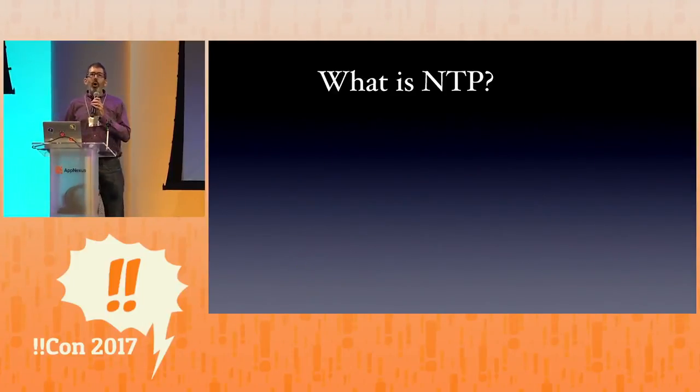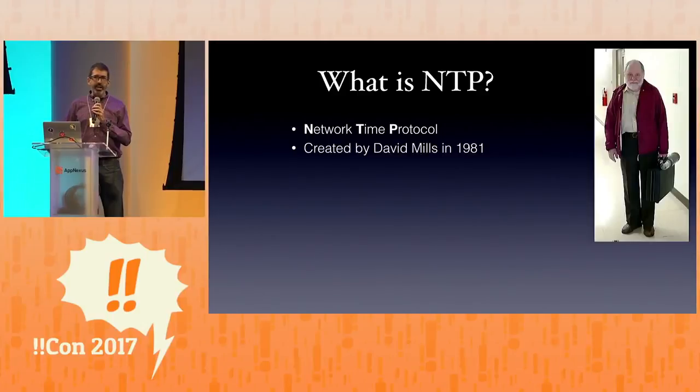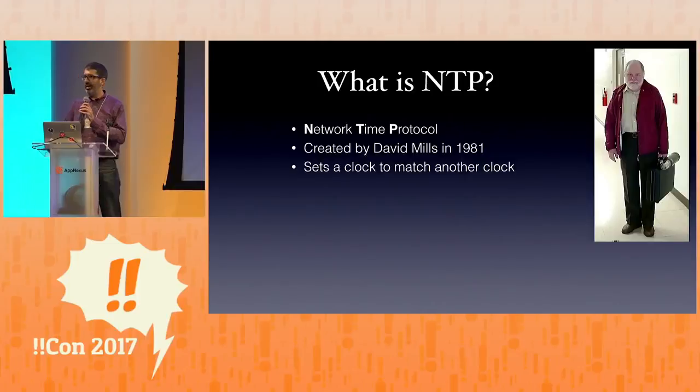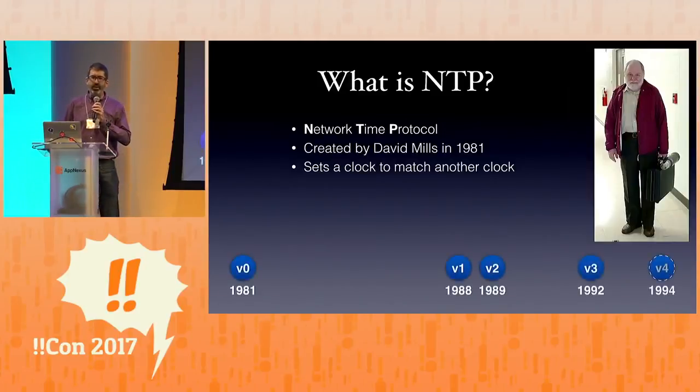So what is NTP? NTP stands for Network Time Protocol. It was created by David Mills back in 1981, and simply, it sets a clock to match another clock. My computer would like to know what time it is. There's a clock up on the internet that's connected to an atomic clock. It's the way that clock tells my clock what time it is and gracefully adjusts me to match it. That's all it is. And it's been around since 1981, is version 0, I'm calling it.